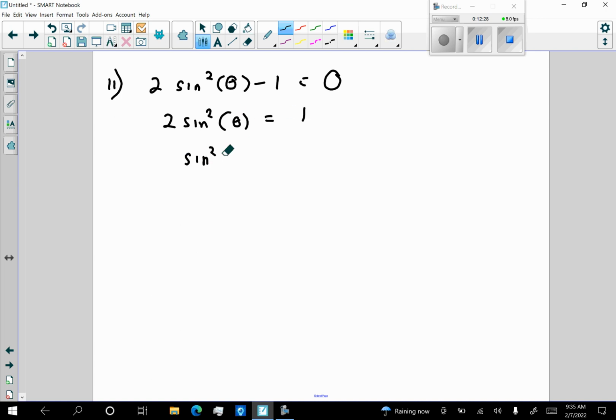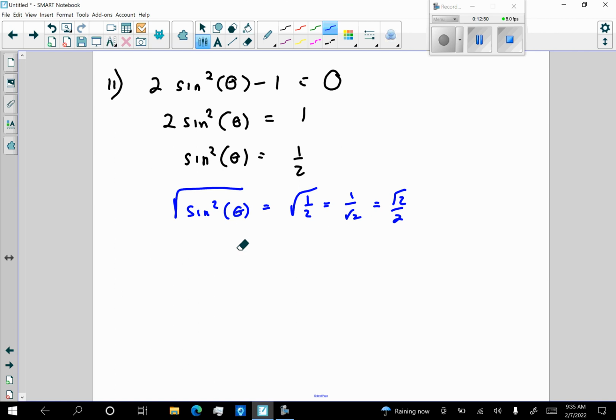Therefore, sine squared theta is equal to 1/2. I'm going to square root both sides. Square root of sine squared theta, and the square root of 1/2 is going to be 1 over square root of 2, and I know that that's going to be square root of 2 over 2. The square root of sine squared is going to be the absolute value of sine of theta, which is going to be the square root of 2 over 2.